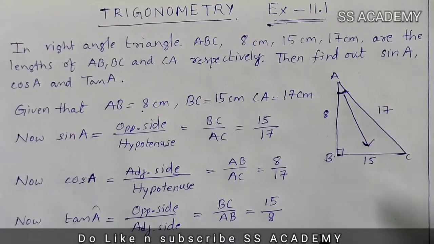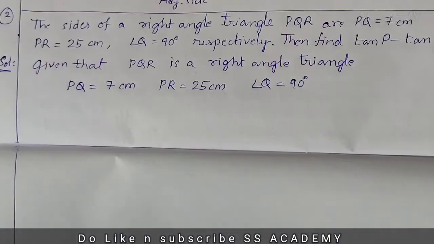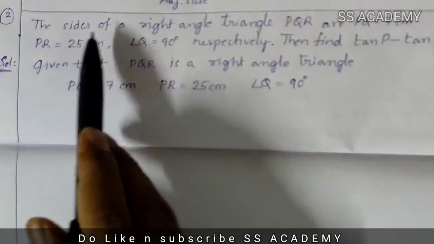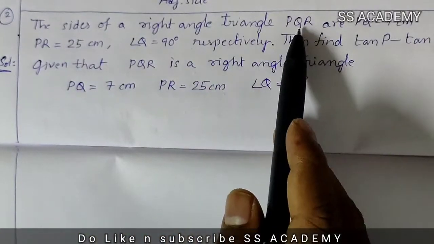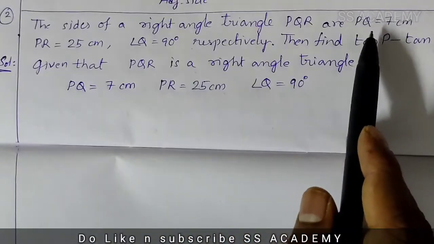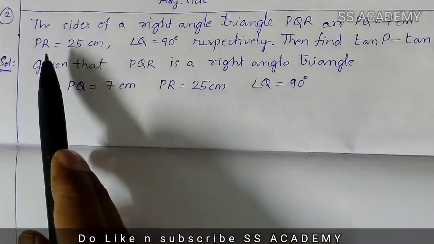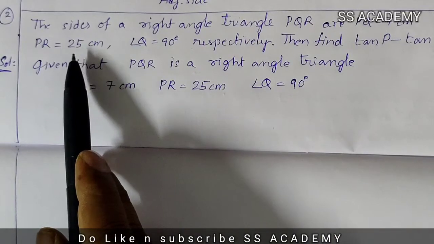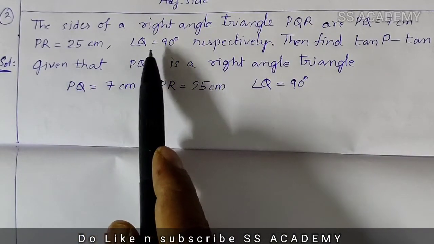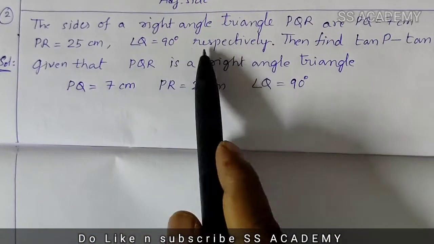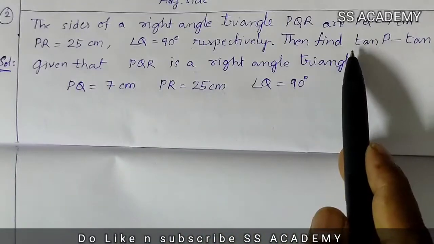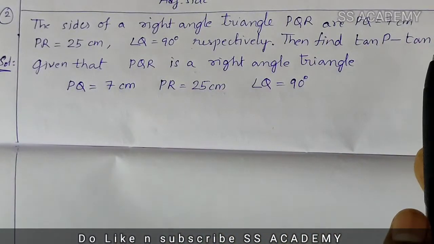That's it. Now let's move on to the second problem. The second problem is like this. The sides of a right angle triangle PQR are PQ equal to 7 centimeters, PR equals 25 centimeters, angle Q equals 90 degrees respectively. Then find tan P minus tan R.